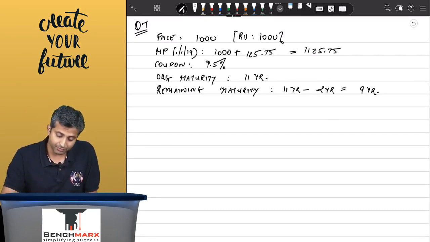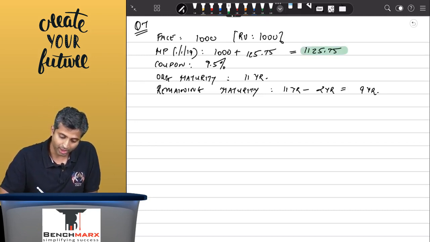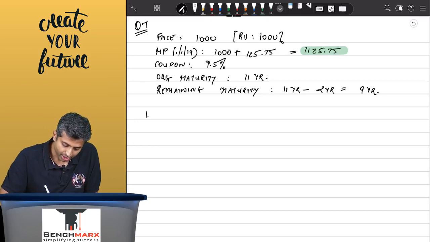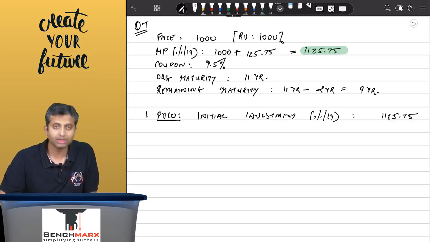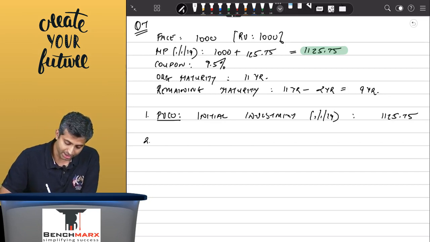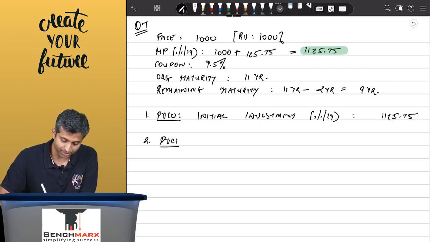So if Mr. Ram were to buy this bond today, his cash outflow today would be 1125.75. So over here, you will have PVCO, present value of cash outflow. This is basically your initial investment. Your PVCO will be your initial investment. Let us say on 1st of January 2019, this will be 1125.75. Okay. Against this, there will be certain PVCI, present value of cash inflow.